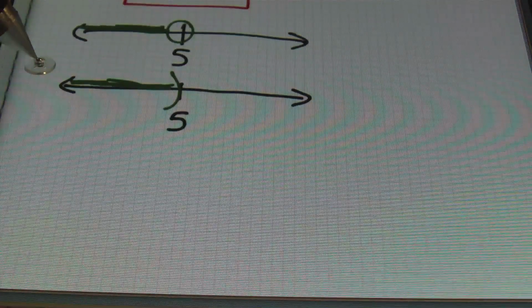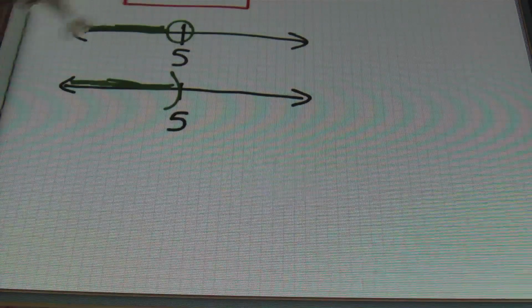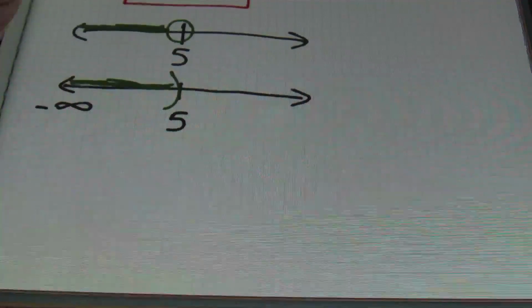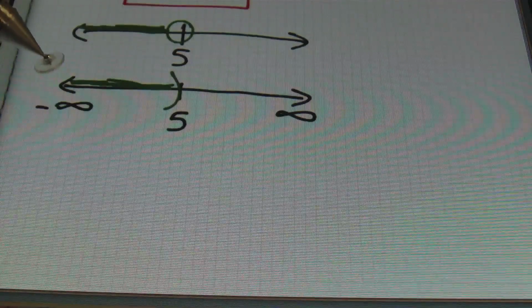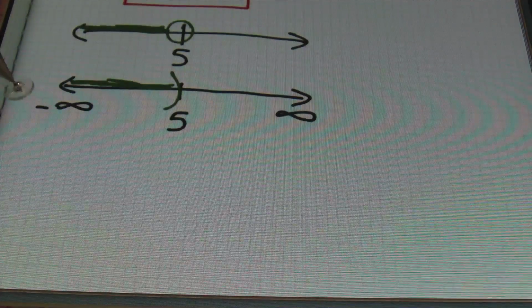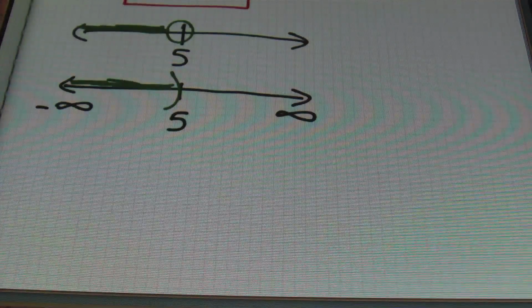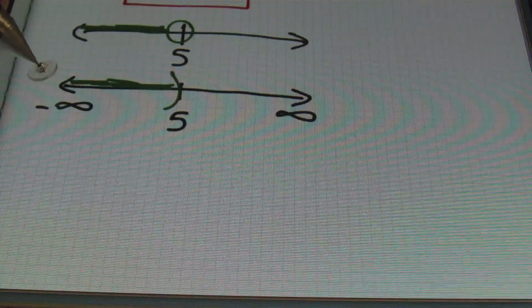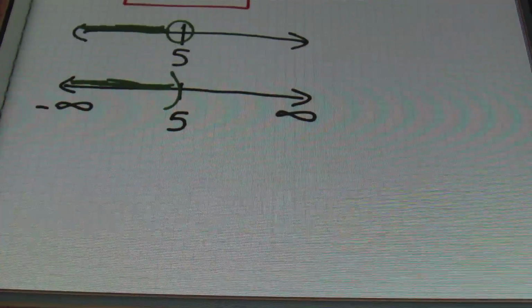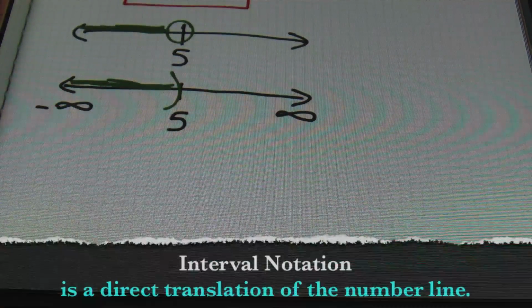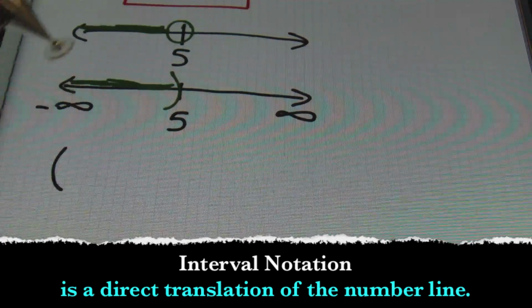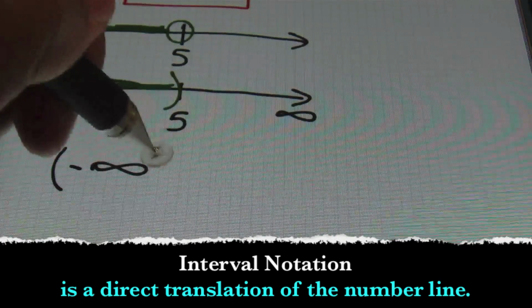To the extreme left of your number line, we have this arrow that points to negative infinity. To the extreme right, we have positive infinity. Interval notation always shows your solutions from the lowest value to the highest value. The lowest value of my solution is going to be negative infinity. You represent infinities always with parentheses every single time. So I'm going to have parentheses negative infinity.